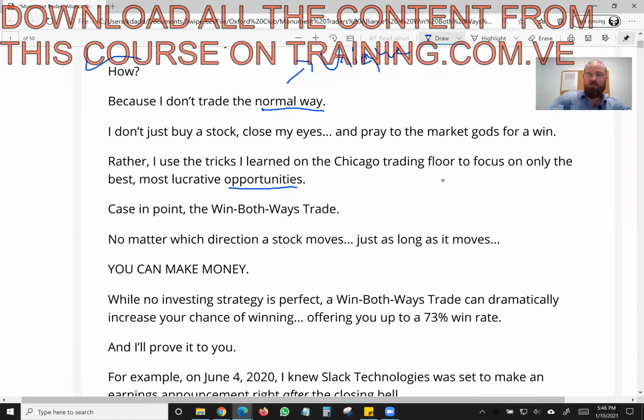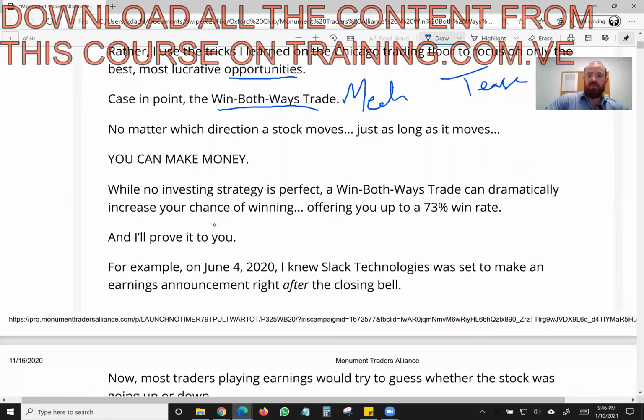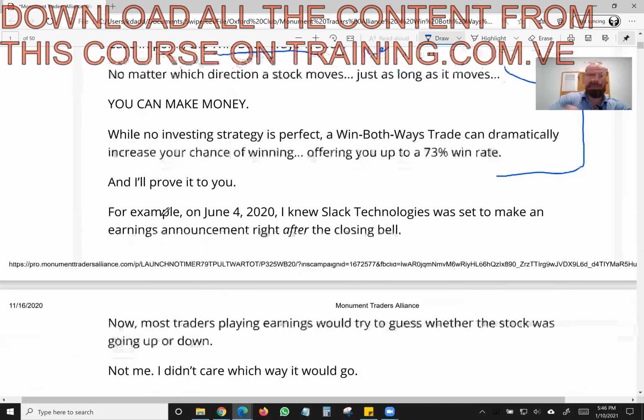"Case in point, the win both ways trade." Okay, so there's the mechanism again. "No matter which direction the stock moves, just as long as it moves, you can make money." So this is your tease, right? This is teasing about that mechanism. "While no strategy is perfect," look, he's teasing further. "The win both ways trade can dramatically increase your chance of winning, and I'll prove it to you." So he's teased that, and now he's about to demo the result.